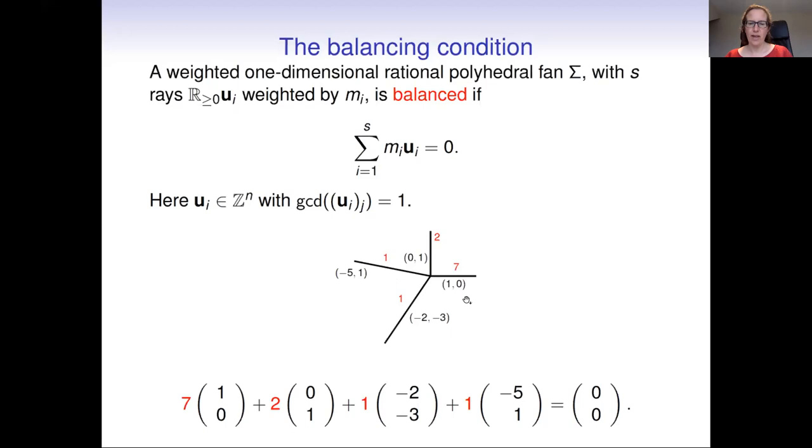Okay, let's check. The calculation we're doing here to check that no one wins is that the sum of the m_i u_i is zero. So for this example, that is 7 times (1, 0) plus 2 times (0, 1) plus 1 times (-2, -3) plus 1 times (-5, 1). And you can check that, as long as I didn't make an arithmetic error, this should add up to (0, 0).